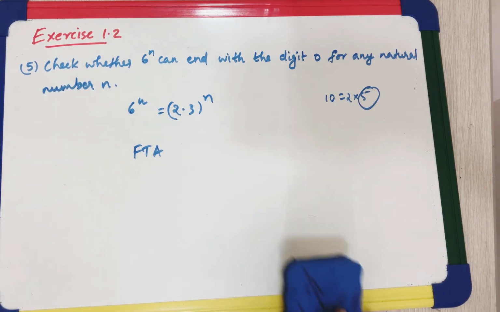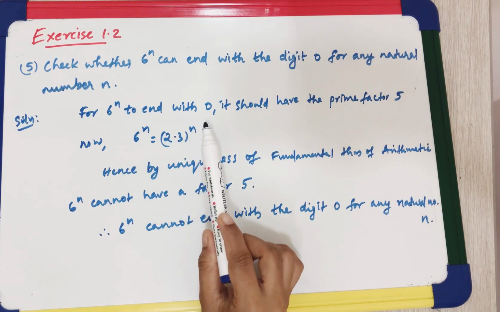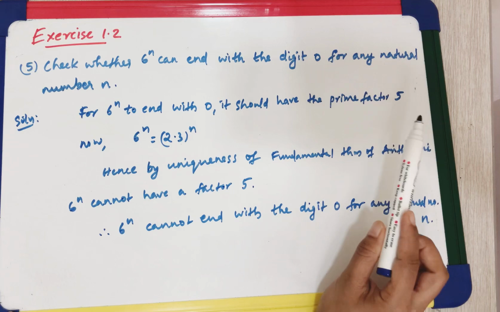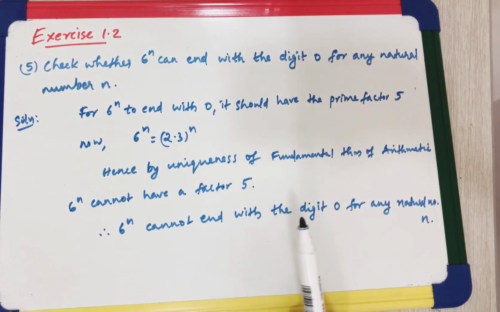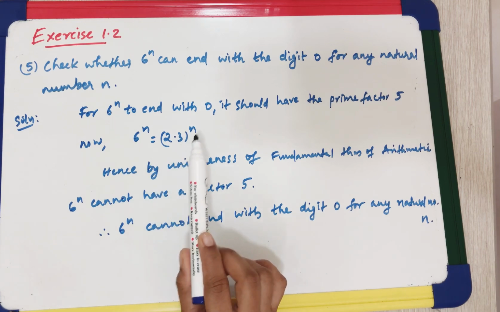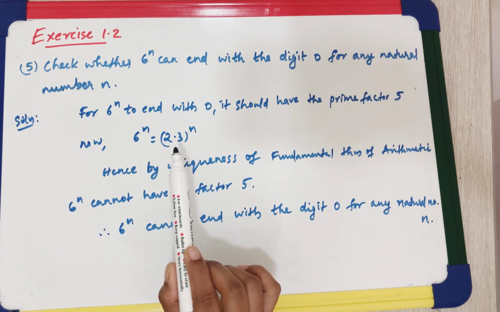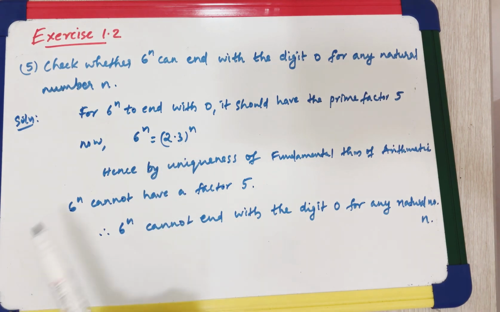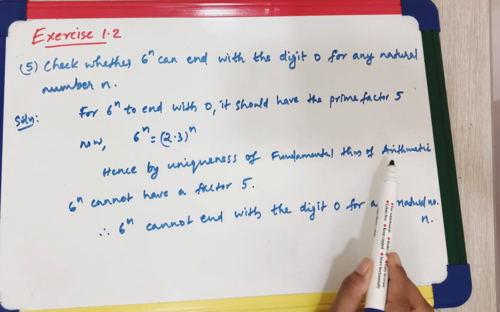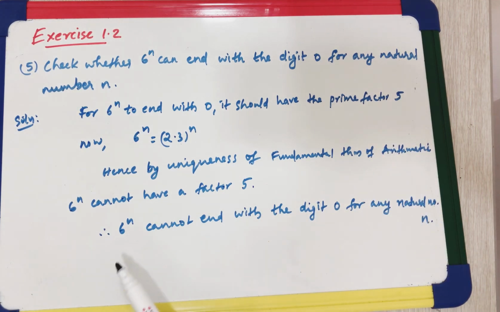We can see the answer in detail. For 6 raised to n to end with 0, it should have the prime factor 5. But 6 raised to n is equal to (2 × 3) the whole raised to n. The only prime factors involved are 2 and 3 by the fundamental theorem of arithmetic. Hence, by uniqueness of the fundamental theorem of arithmetic, 6 raised to n cannot have a factor 5. Therefore, 6 raised to n cannot end with the digit 0 for any natural number n.